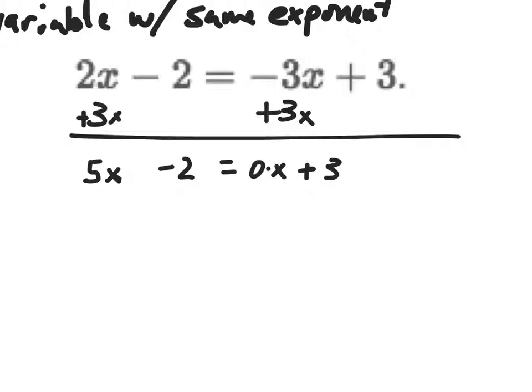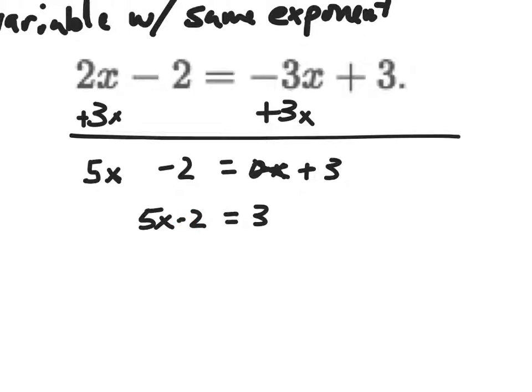Now the cool thing is that right here, 0 times x, 0 times any number is going to be 0, okay? So this just becomes 0, and I don't even need to put it anymore. And I'm just going to rewrite my equation, 5x minus 2 is equal to positive 3. Okay, don't need to put the plus there. All right, so now I have a two-step equation.